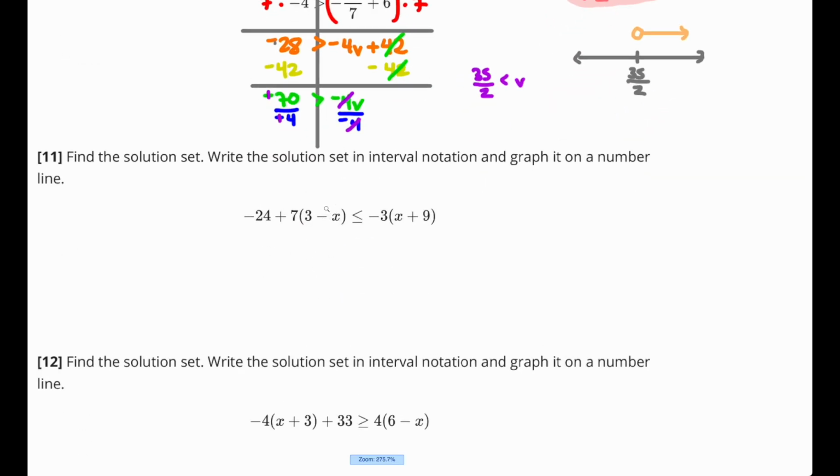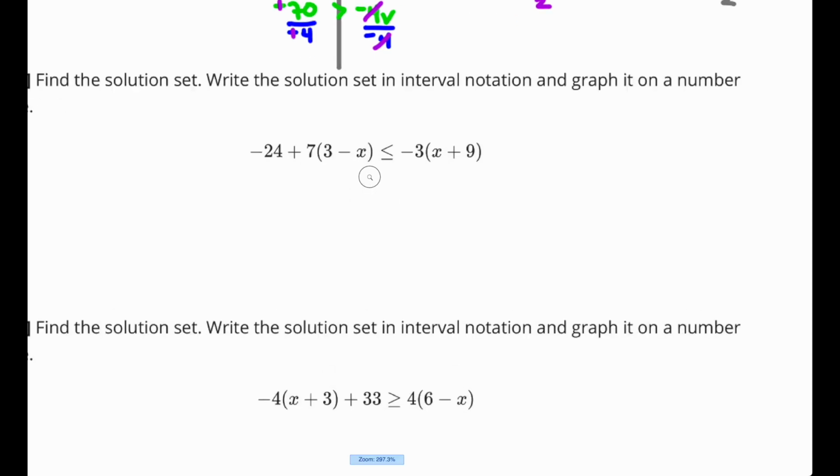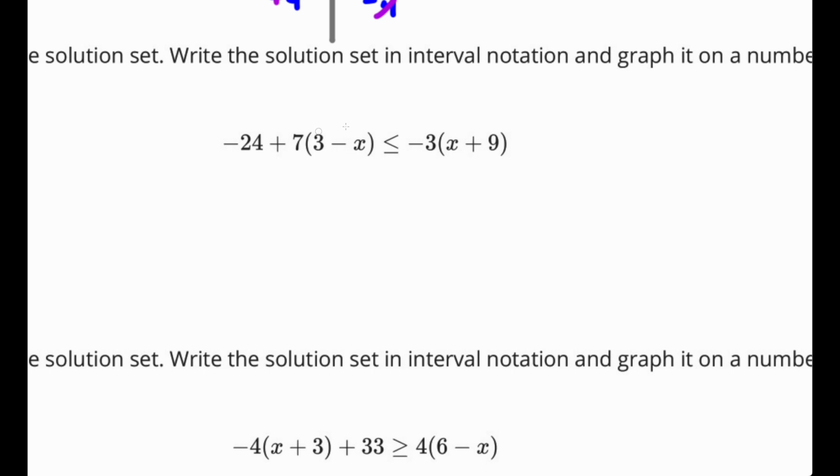Number 11, find the solution set. Write the solution set in interval notation and graph it on the number line. So more of the same kind of problems here. I'm actually going to, again, separate this out, but this one's a little different because there's multiple distributive properties that we have to do on this. So let's start simplifying that first.